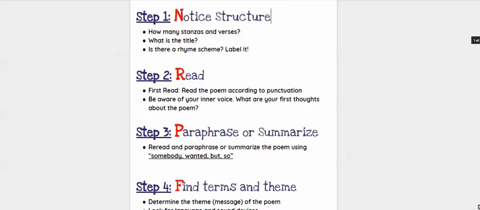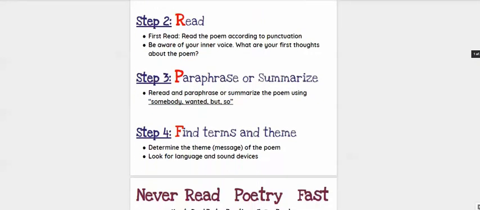Step 2 is read. This is just the first read of the poem. You're going to read it thinking about punctuation, but also just being aware of your inner voice. What are your first thoughts about this poem? Don't try to understand it all. Just get the feel, the rhyme if there is rhyme. Think about the words that jump out at you. What are your first impressions?